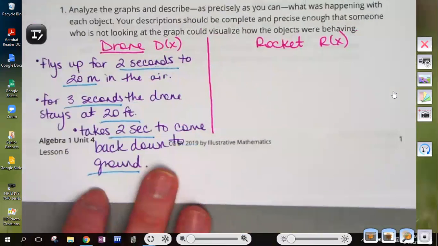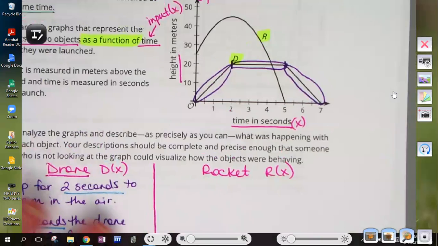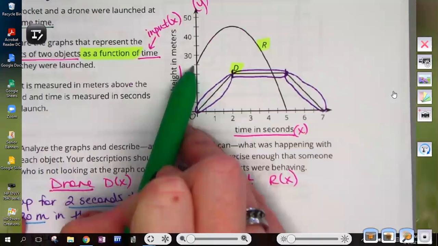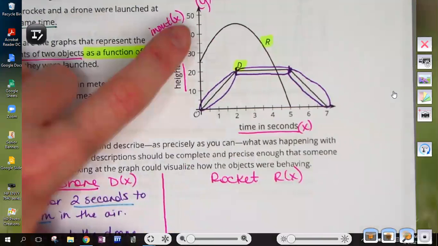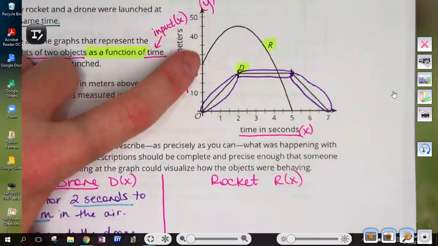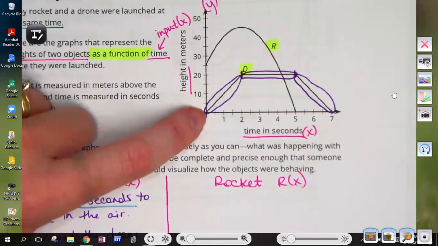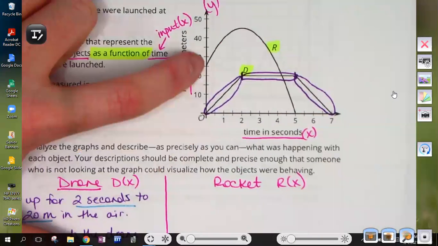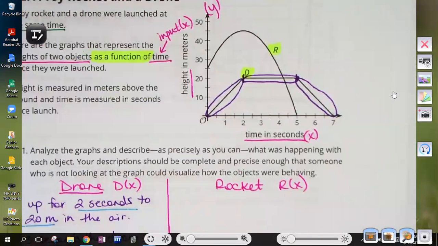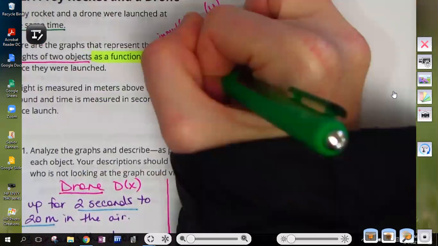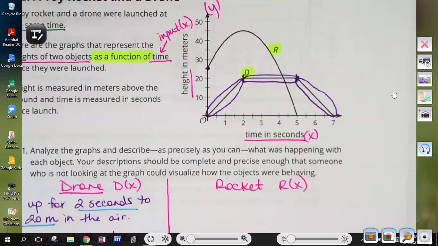Okay. So, rocket. What do you notice about the rocket? Where does it start? At 25 meters. Okay, so that is one thing we forgot to talk about with the drone. Where did the drone start? On the ground. It started on the ground. So, how did this rocket start off differently? Could have been on top of a building. It started off at 25 meters. Okay, so let's write that down.